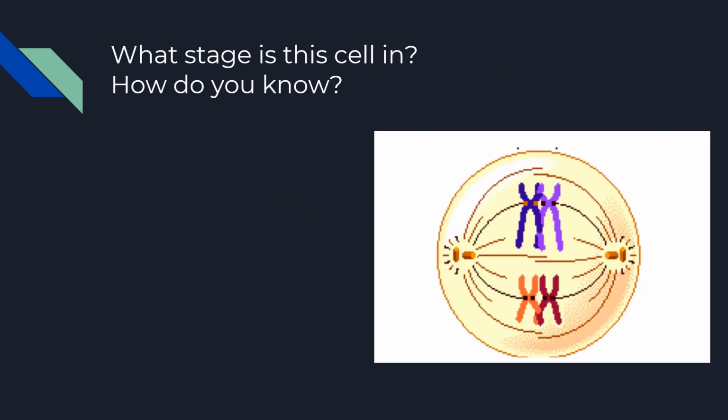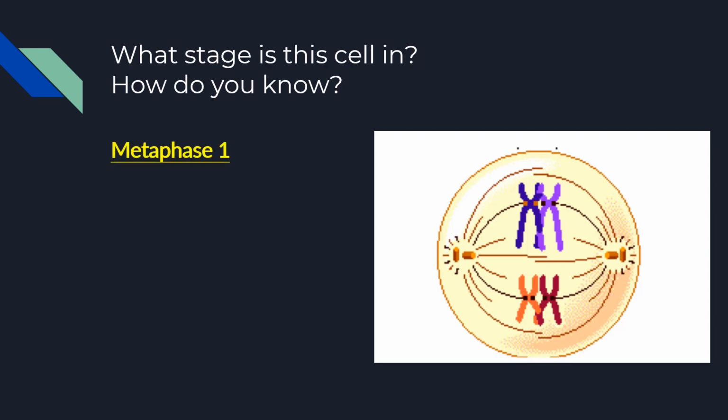And now for this one, what stage is this cell in and how do you know? Right, so we know it's in meiosis, but which stage of meiosis? Well, we can see that chromosomes are lined up along that metaphase plate right down the middle of the cell. So now we have to narrow it down between either metaphase 1 or metaphase 2. Well, let's think about it, right? Which metaphase do we still have pairs of chromosomes? Right, during meiosis 1, so that would be metaphase 1.